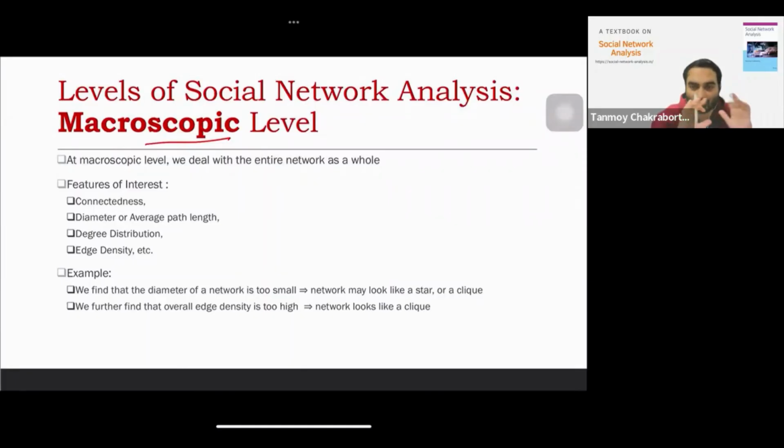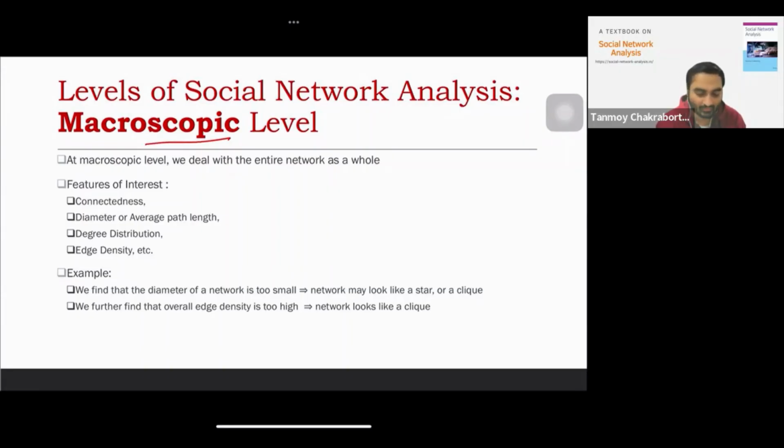So diameter is a view of an entire network. It's not a node-centric view or an edge-centric view. Similarly, edge density. We'll discuss it in the next chapter, but roughly speaking, edge density is the actual number of edges present in the network divided by all possible edges that can be formed in the network, right? So again, it's a property of an entire network. So macroscopic view talks about the measurement of the entire network as a whole, whereas microscopic view talks about measurements for nodes and edges.